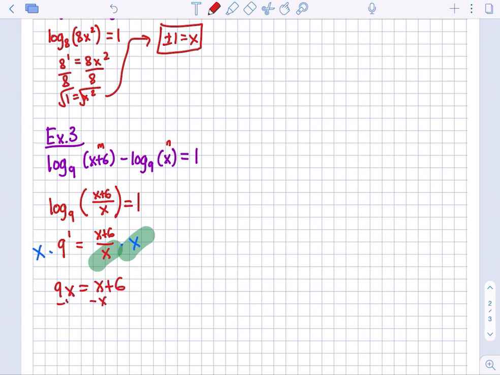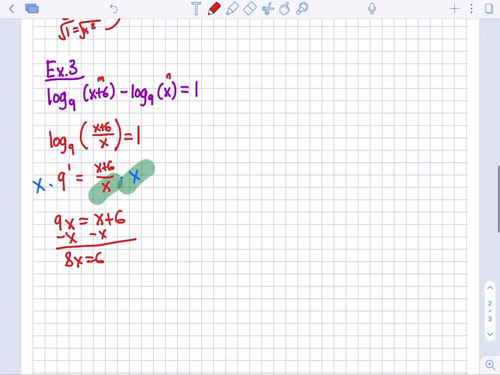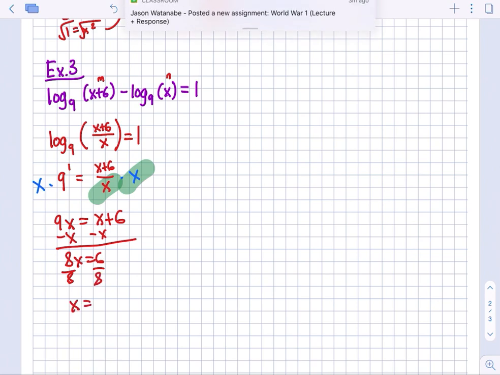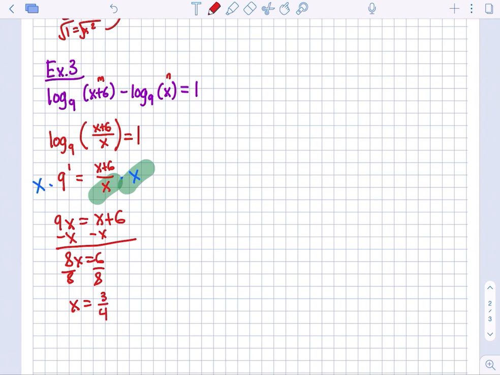Now just solve for x. Subtract x from both sides. 8x equals 6. And divide both sides by 8. 6 over 8, you guys, simplifies to 3/4. Divide top and bottom by 2. Plug this in to make sure, and it looks to be good. So this is our answer.